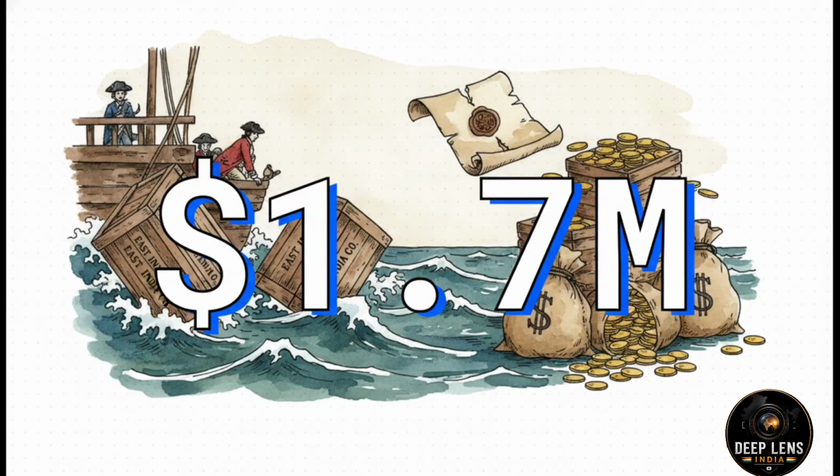Then, following the Tea Act of 1773, the Sons of Liberty organized a massive protest. They dumped 342 crates of British East India Company tea straight into Boston Harbor. To put that into perspective, that's the equivalent of $1.7 million in today's money. This wasn't just some symbolic gesture. It was a devastating economic blow that absolutely infuriated the British Parliament.